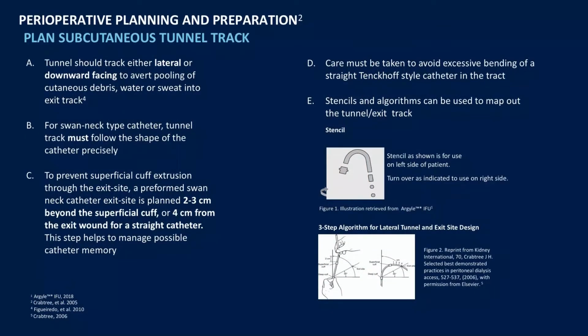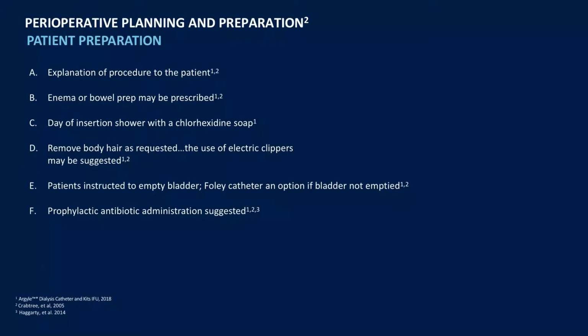Another key step in perioperative planning and preparation is mapping the tunnel tract. Here, it is important to ensure the tract is either lateral or downward facing. Additionally, catheter configuration, straight or pre-curved, will determine the distance from the superficial cuff to the exit site and the exact shape of the tunnel tract. Stencils and algorithms can also be used to help plan the tunnel tract, as displayed in the image.